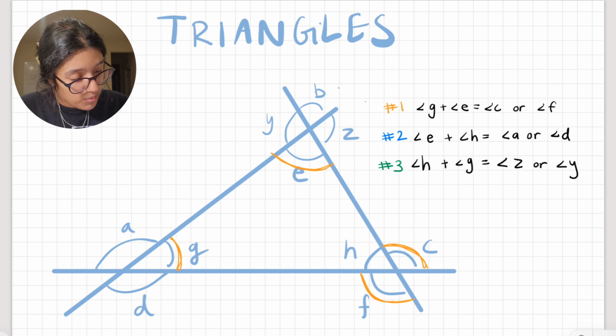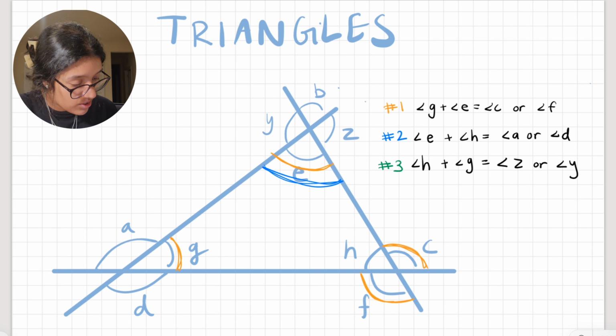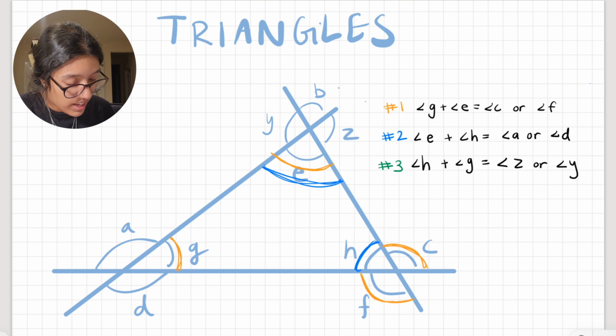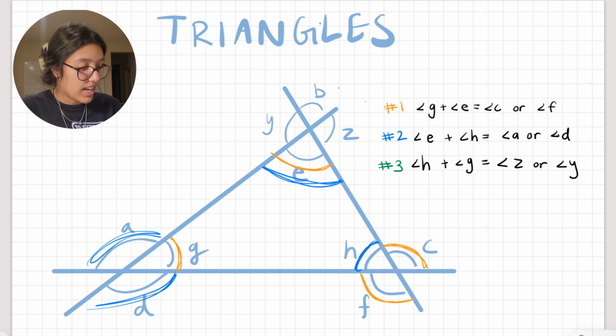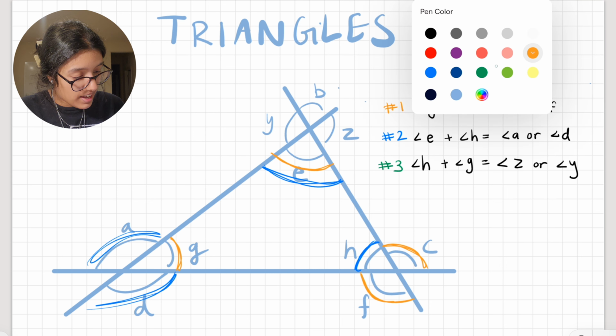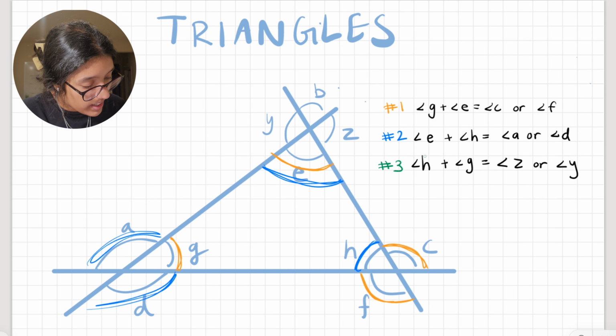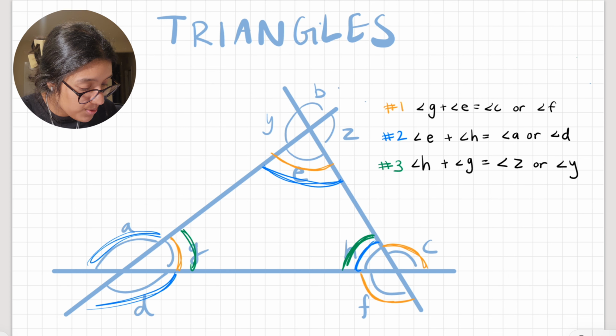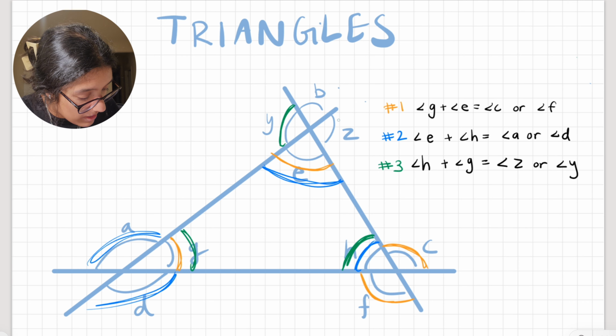And now we will move on to our second, angle E plus angle H. Angle E plus angle H is equal to angle A or angle D. Once again, A and D are the same exact angle measurement, so that's why we're saying angle A or angle D. And finally, we have angle H plus angle G. So angle H over here plus angle G will be equal to angle Y or angle Z.